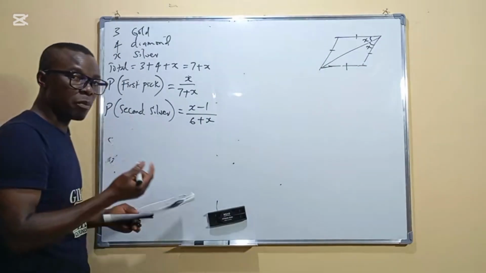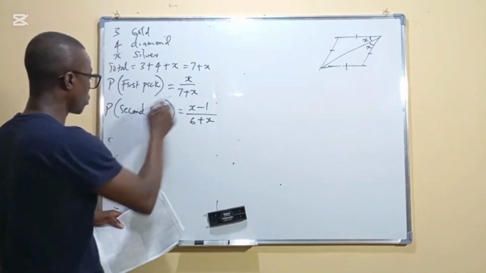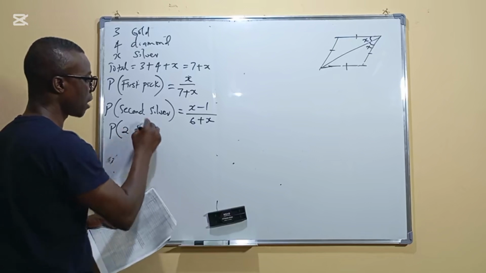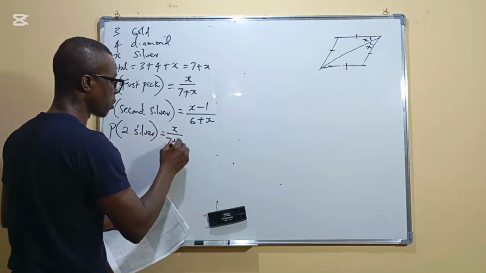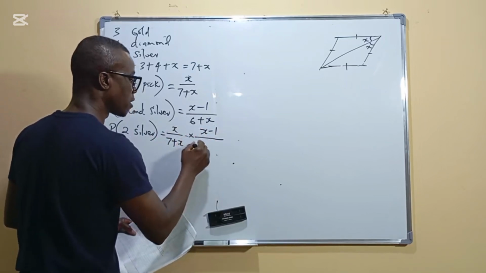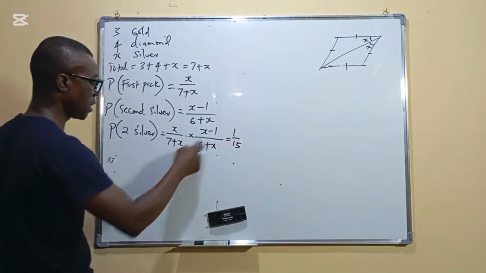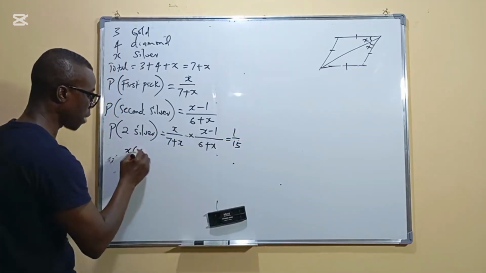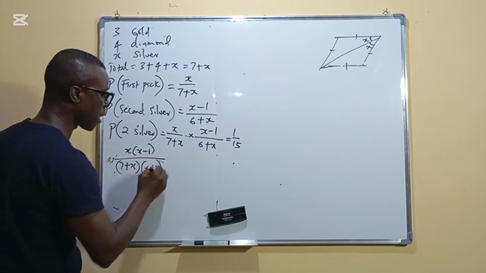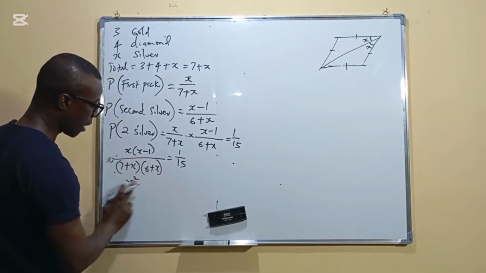Now, since this is an independent probability, that is, the first is silver, the second is silver, the probability of picking 2 silver becomes x over 7 plus x times x minus 1 over 6 plus x. And then they said this probability is equal to 1 over 15. So I'm going to treat this as x into x minus 1 over 7 plus x into 6 plus x, and that's equal to 1 over 15. So let me cross multiply.